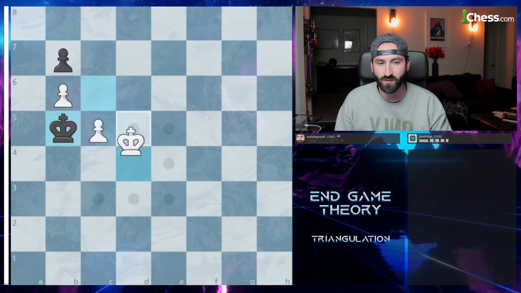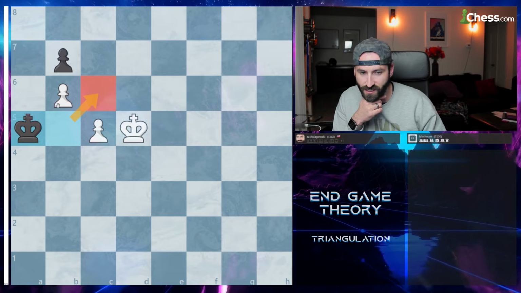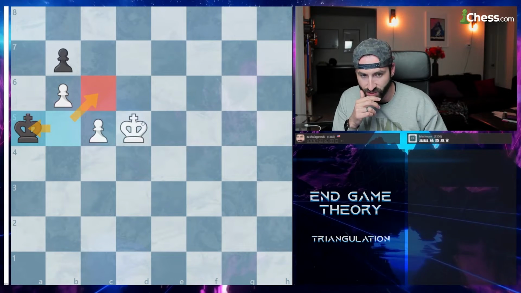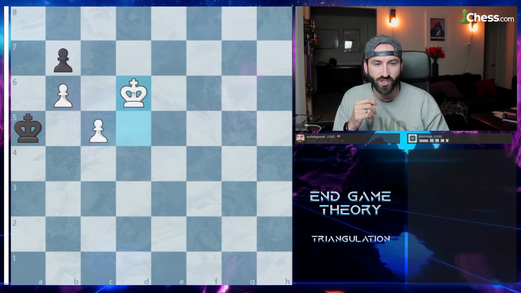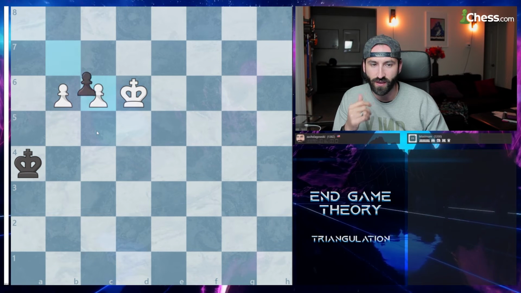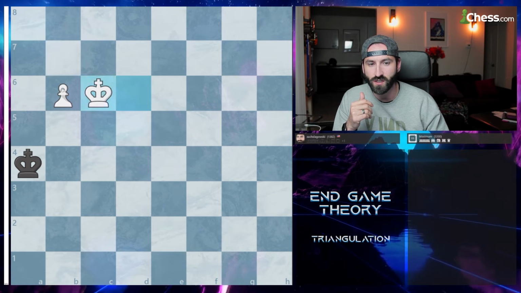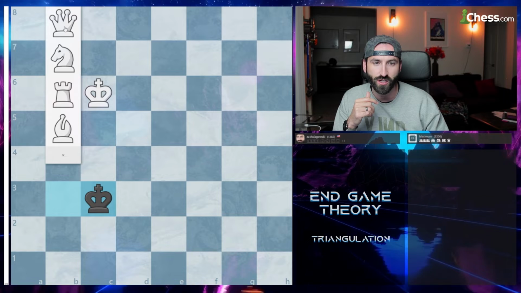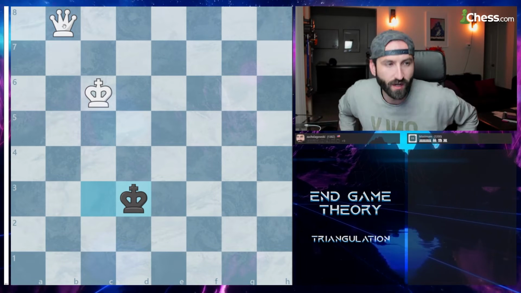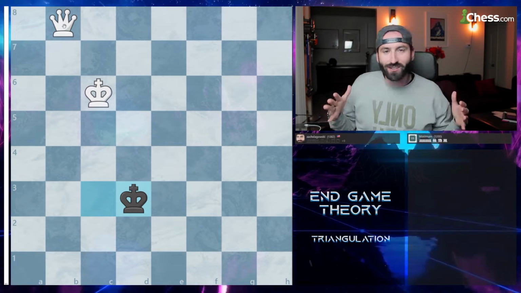After this king comes to b5, we're coming here to prevent the king to c6. He has one place to go, which is to a5 here. We then push up the king to d6. The king drops, and then we're very easily picking up a queen promotion and winning the game from here. So that's a very basic triangulation puzzle.